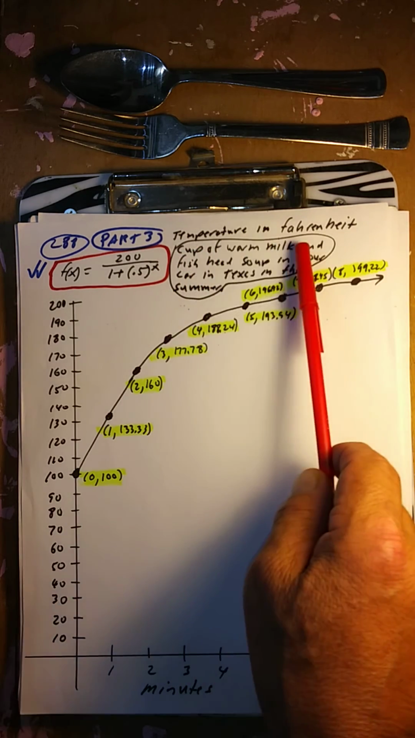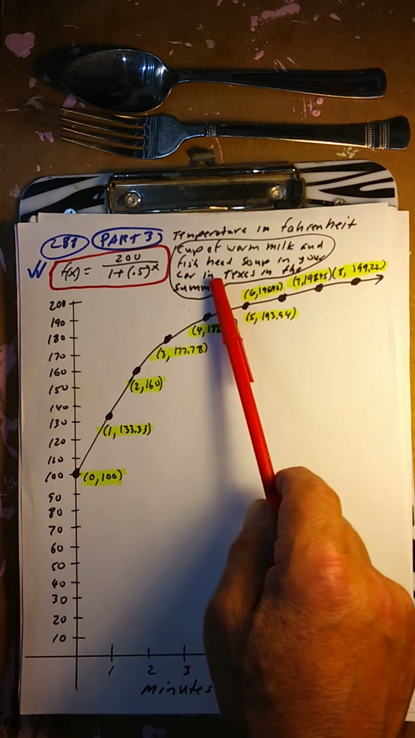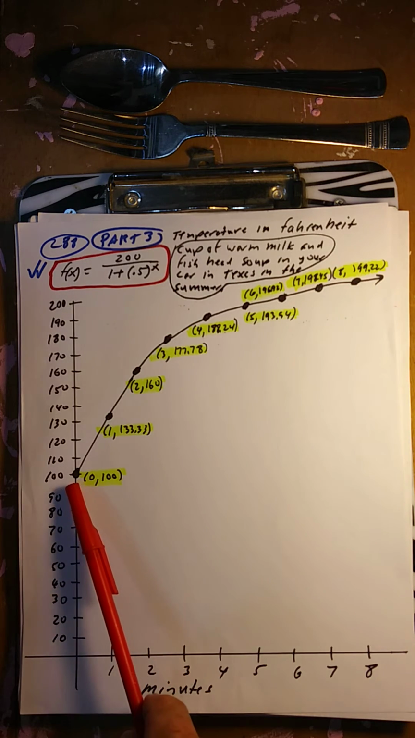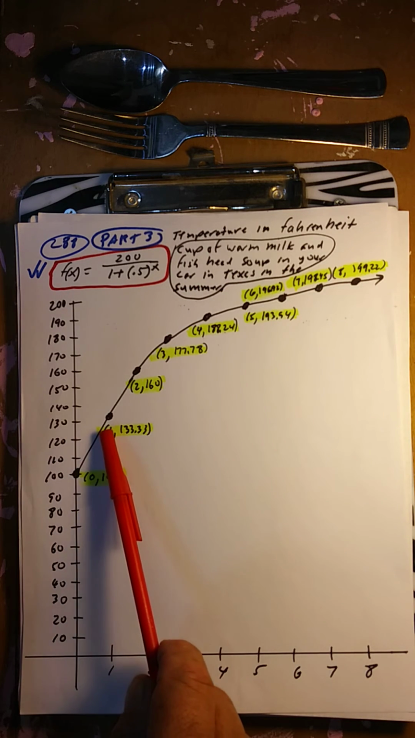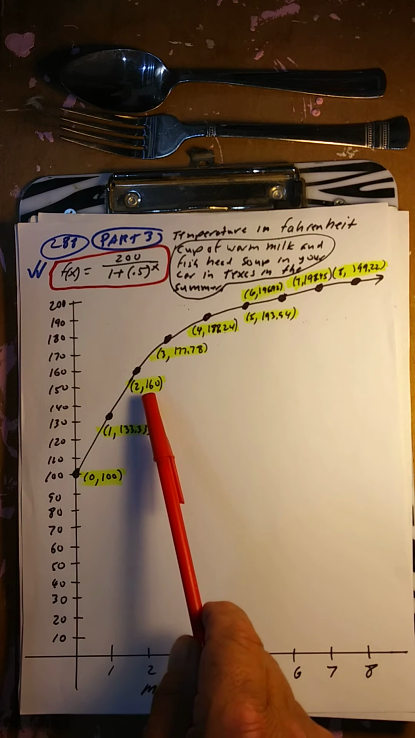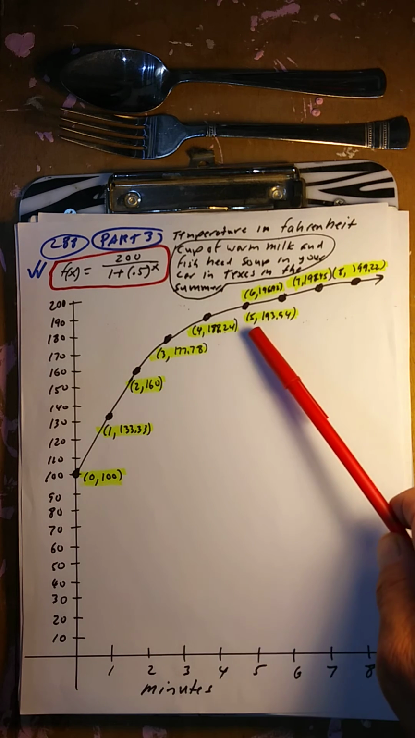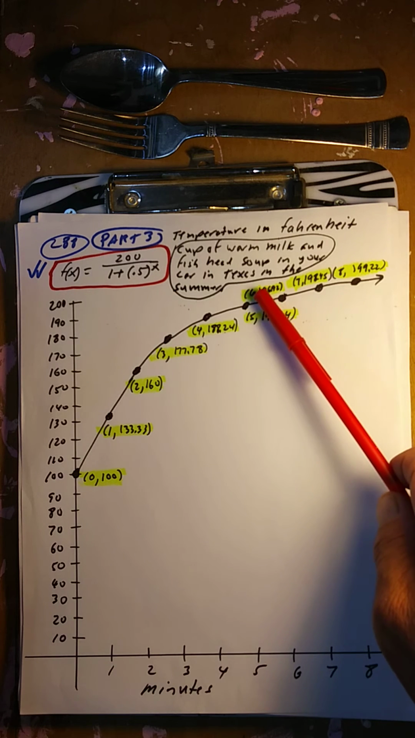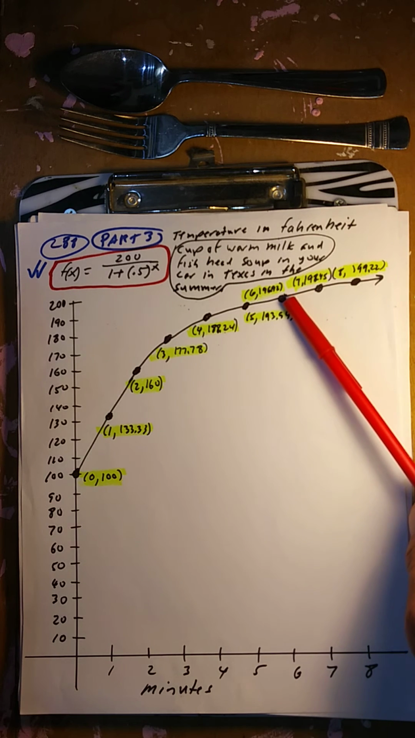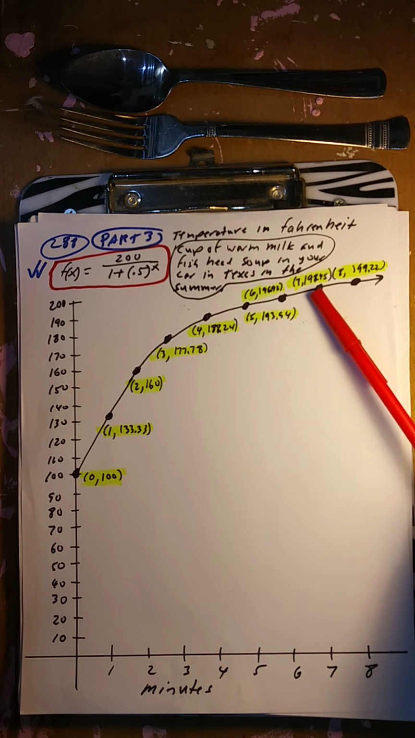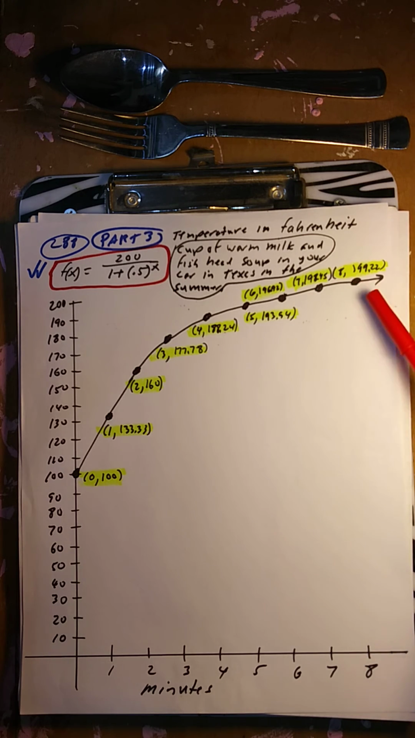So a cup of warm milk and fish head soup in your car in Texas in the summer is 100 degrees at 0. Then 1 minute later, it's 133. 2 minutes later, it's 160. 3 minutes later, it's 177. 4 minutes, 188. 5 minutes later, it's 193. 6 minutes later, 196. 7 minutes later, 198. And 8 minutes later, it's 199.